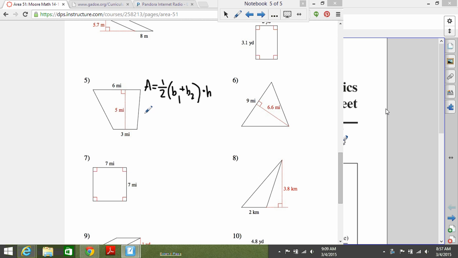Okay, now we plug in. A equals 1/2. What's the first base? Choose one. 6. Okay. Plus, what's the second base? 3. Times, what's the height? How tall is it? 5.